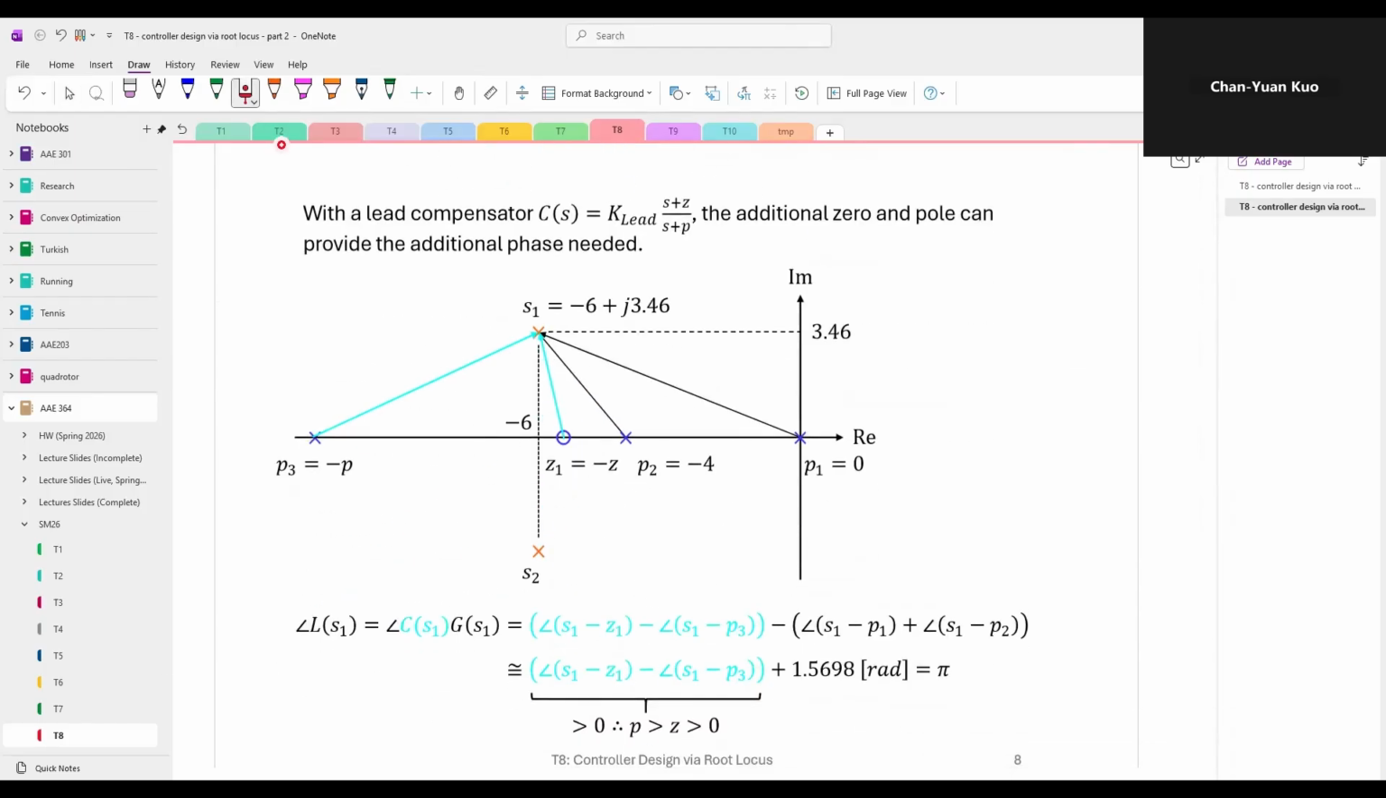Next, let's move on to the lead compensator. Unlike the PD controller, the lead compensator contains a zero and an additional pole. And although the pole contributes negative phase, it's placed further to the left than the zero. As a result, its negative phase contribution is smaller than the positive phase contributed by the zero. Therefore, the compensator provides a net positive phase, which can provide the missing phase needed to meet the phase condition.